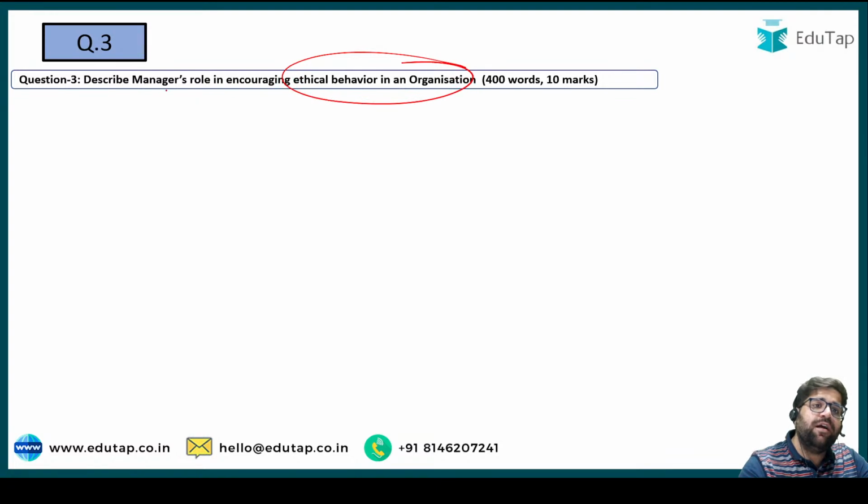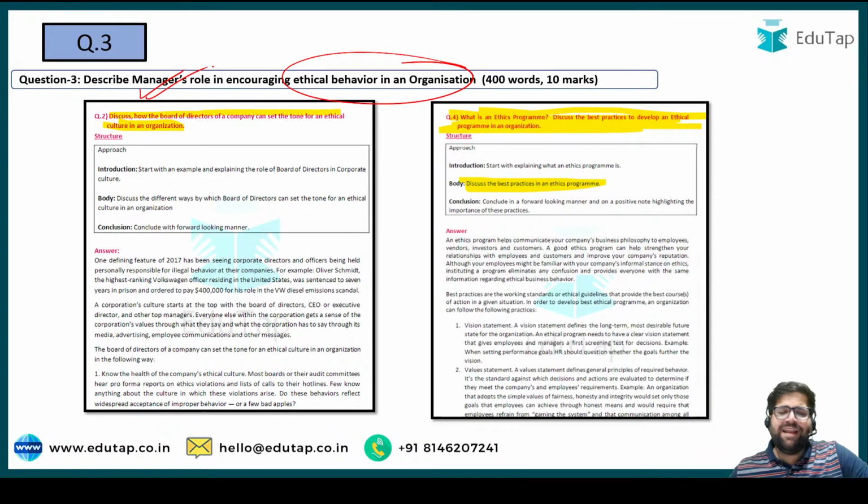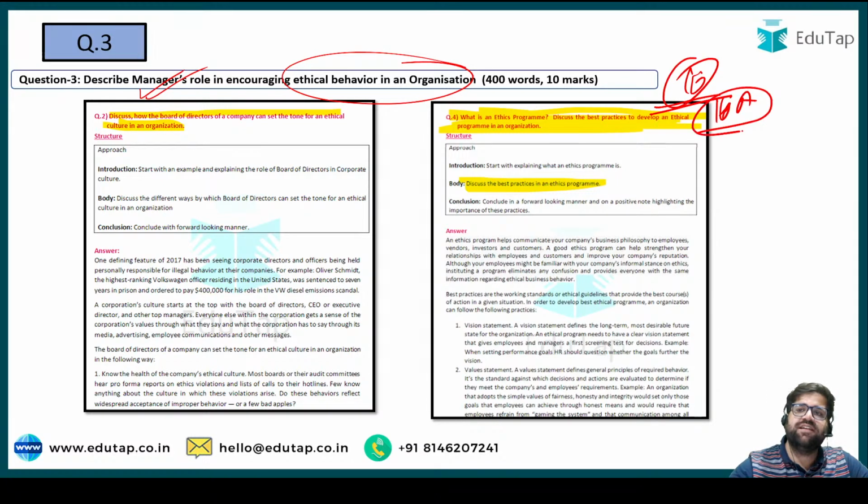So if you have to describe the manager's role, now, if you see in the ethics component, if I'm not wrong, ethics is chapter number 16 of your management syllabus in our EduTap course. Under section 16A, that is the next chapter, we have provided you the model questions and answers. We have given you 10-marker questions, 15-marker questions, and we have discussed all the PYQs of that particular chapter.